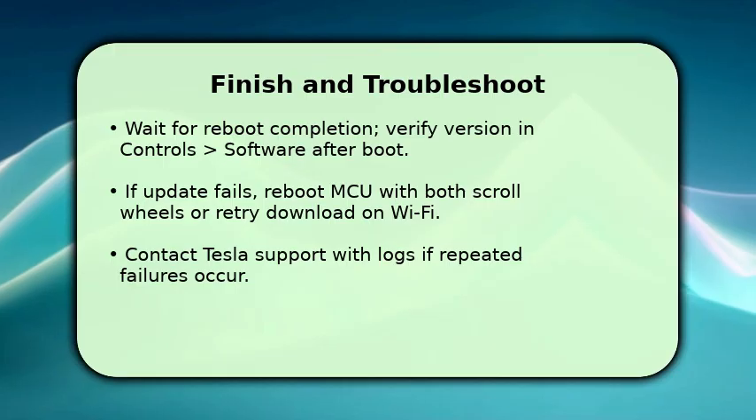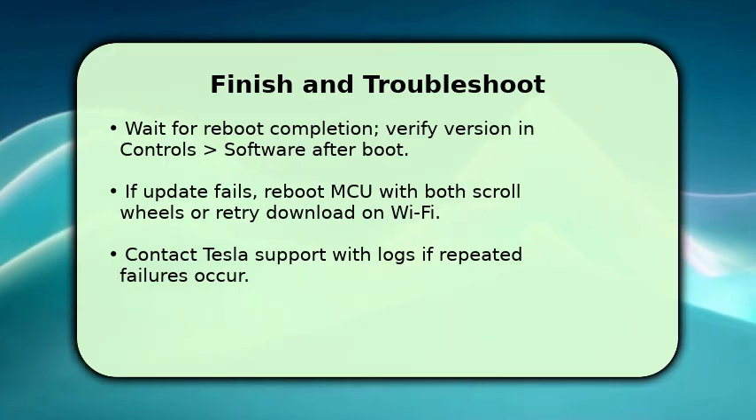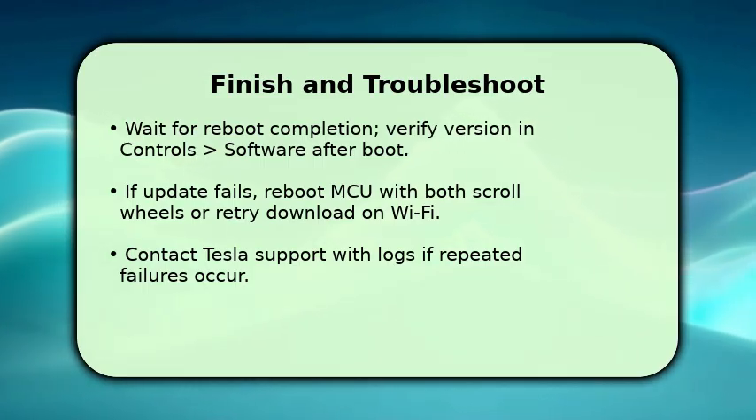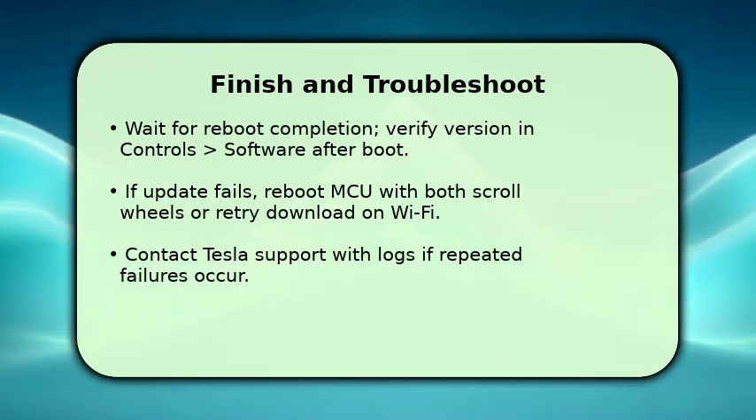If the update repeatedly fails, collect the error message, attempt one more download, and contact Tesla support with timestamps and screenshots. They can push the update or inspect logs to resolve persistent issues quickly.